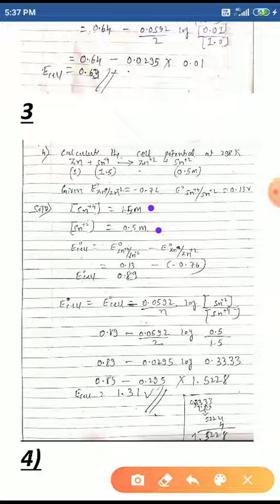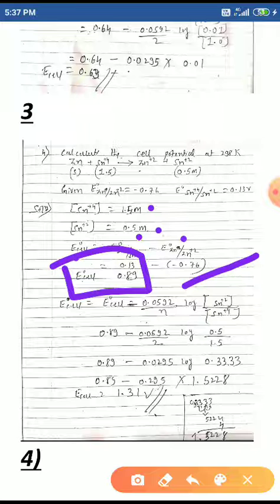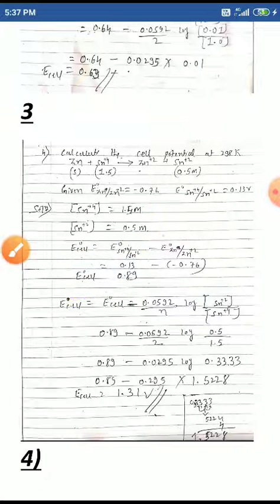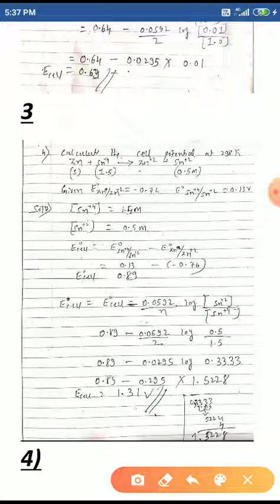So we have to find E naught cell. The E naught cell is equal to E naught of tin ions minus E naught of zinc ions. The tin ion 0.13, the zinc ion is 0.76. We got the E naught value as 0.89. So E cell is equal to E naught cell minus 0.0592 by n log tin plus 2 concentration by tin plus 4 concentration. Right, students?